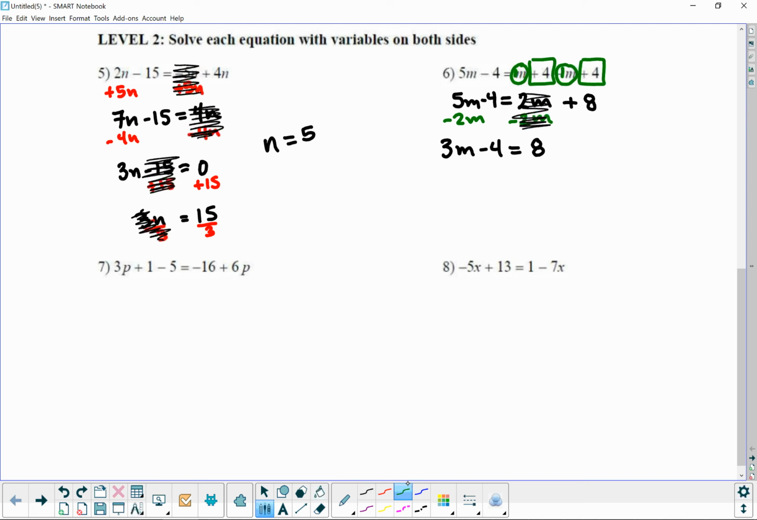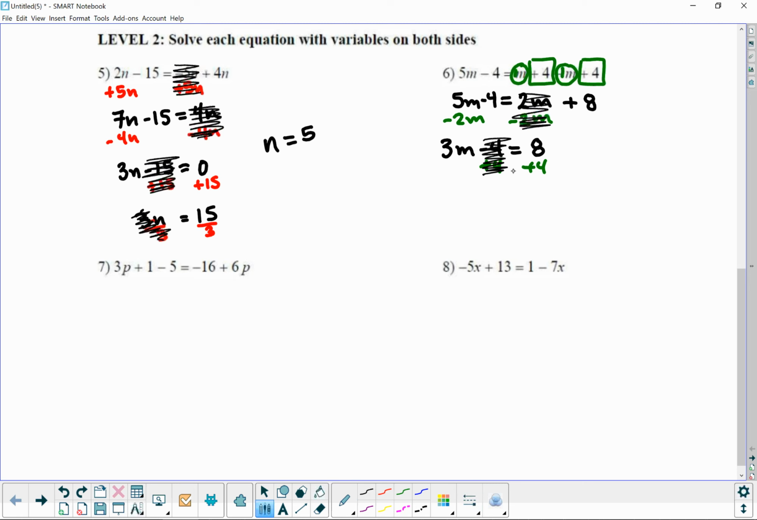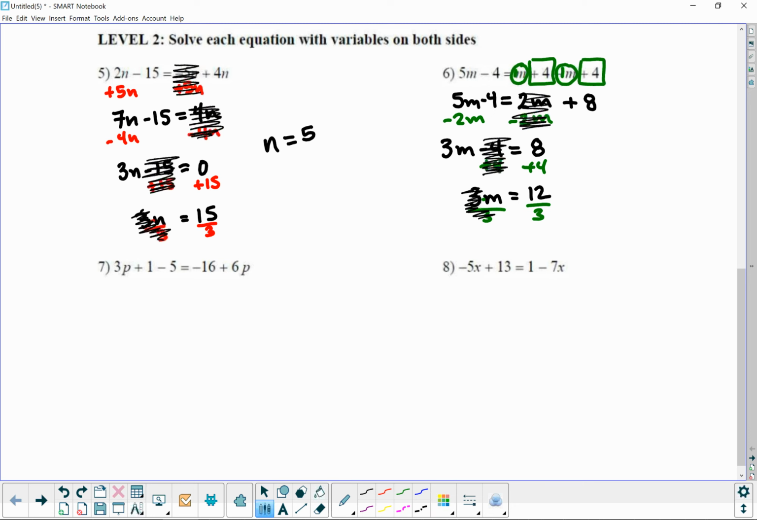Now I've got to get rid of that minus 4, so I'm going to do a plus 4 on both sides. That allows me to get rid of the minus 4 plus 4. That gives me 3m, copy it down, equals 8 plus 4 is 12. And I'm going to get rid of that times 3 by dividing by 3. Again, that allows me to cancel out my 3s and leaves me with my m. Do not divide by m, because you want the m to stay there. So we get m equals 12 divided by 3, which is 4.